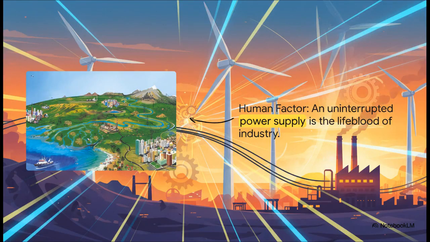Now let's look at the human side of things. Follow those power lines. See the wind turbines in the distance? A factory is pretty much useless without power. You need a stable, non-stop supply of energy to keep those machines humming 24/7. It's the lifeblood of the whole operation.